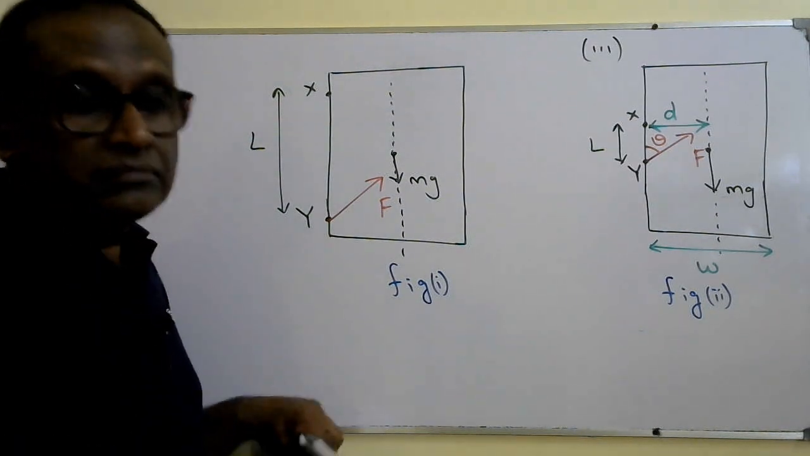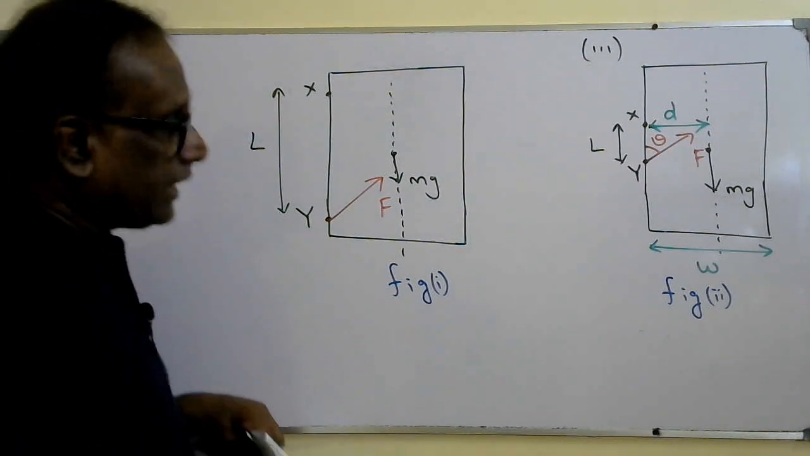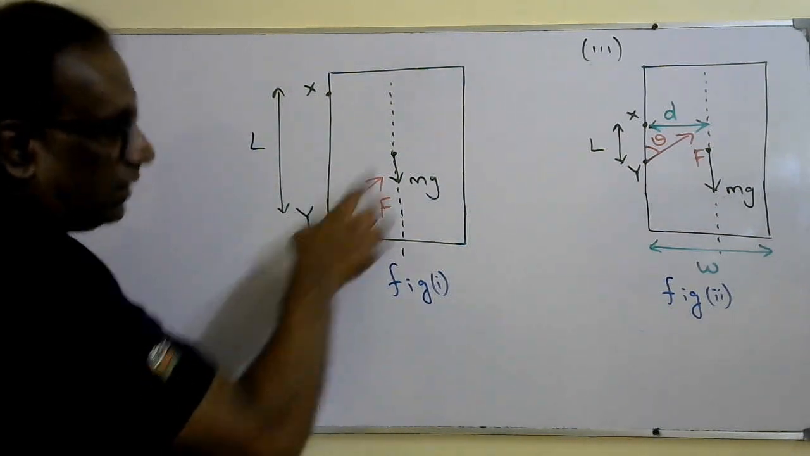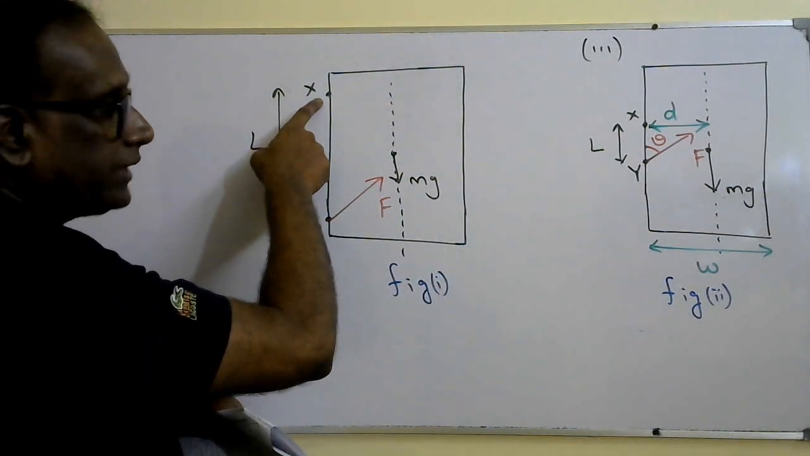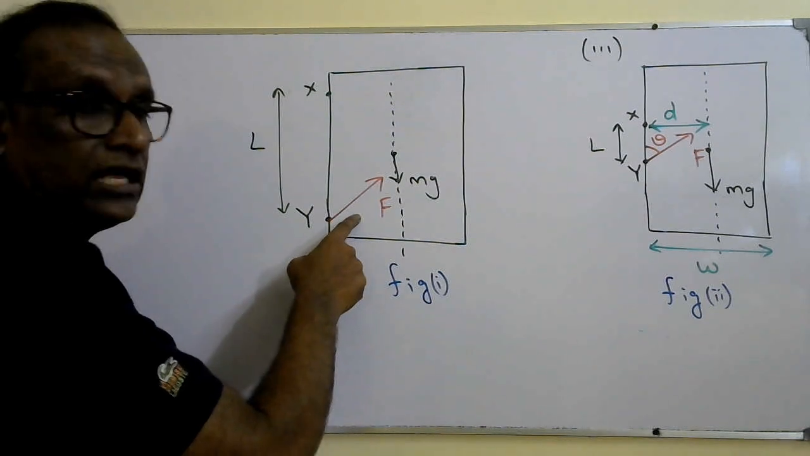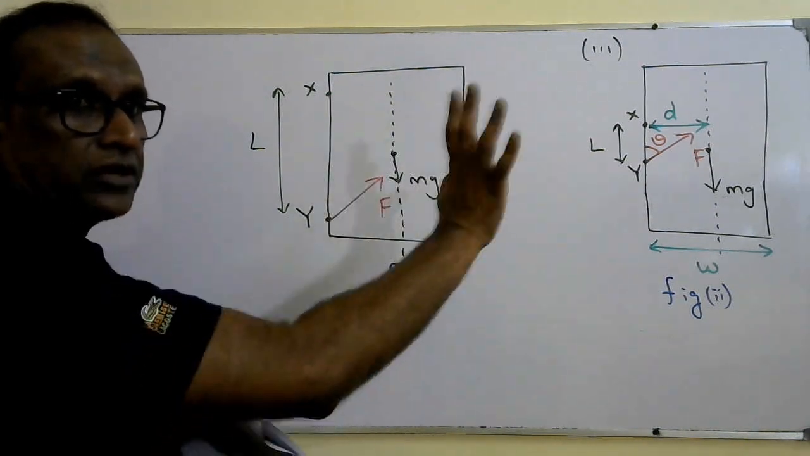Okay, so when I consider moment about X, there are two forces acting on the door. One is the weight, the other one is the push given by the hinge on the door.